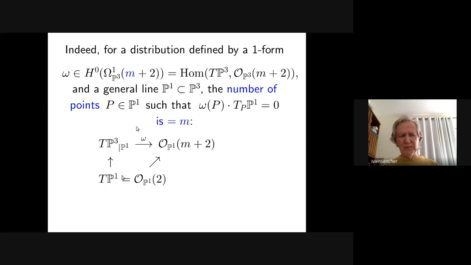You just complete the diagram with the tangent maps, and you see that in order that the tangent to P1 at the point lie in the kernel of the differential form is the same as requiring that this map here be 0. So you get a section of OM over P1, which has, of course, m zeros.